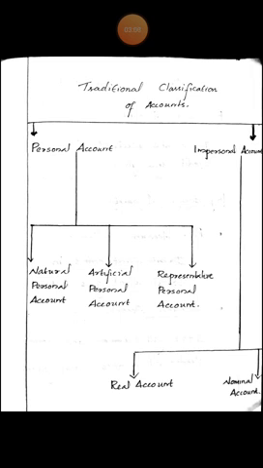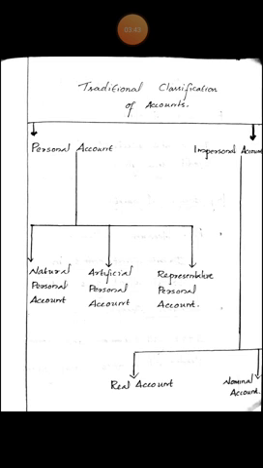Artificial personal accounts. These accounts include accounts of corporate bodies or institutions or companies which are recognized as persons in business dealings. For example, the account of a limited company, the account of a club or a cooperative society, etc. Then, representative personal accounts. These are accounts which represent a certain person or a group of persons. For example, rent payable to the landlord is debited to rent account.